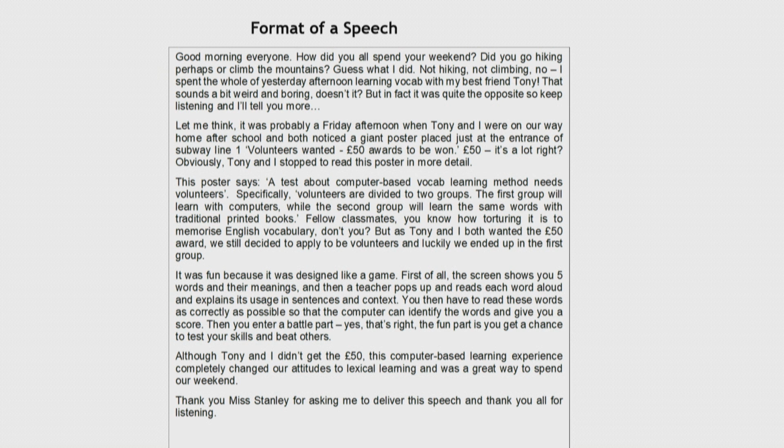On your screen, you can see the format of a speech. Speeches are a mixed mode text. They are written texts, but unlike articles or letters, they are delivered orally. Speakers often include sections where they address the audience and try to get their responses by asking questions or by creating some sort of interaction between the speaker and the audience.